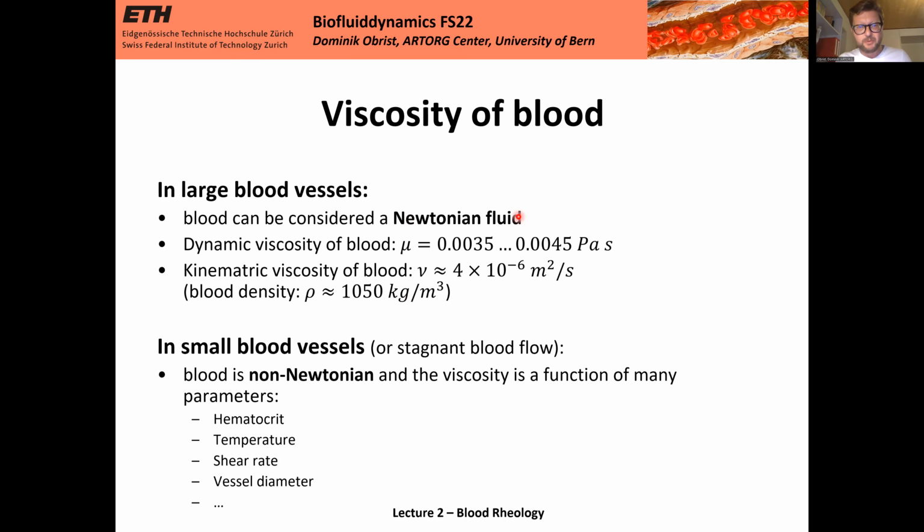If we go to small blood vessels, or also the special case of stagnant blood that is not flowing, like blood that's sitting, for instance, in a reservoir, there we do get significant non-Newtonian effects. Non-Newtonian in the sense that mu is not a constant, but mu is a function of the hematocrit rate, of temperature, shear rate, and also, something we learn later this hour, of the vessel diameter itself. That sounds surprising, but we'll see it's quite a significant and important effect.